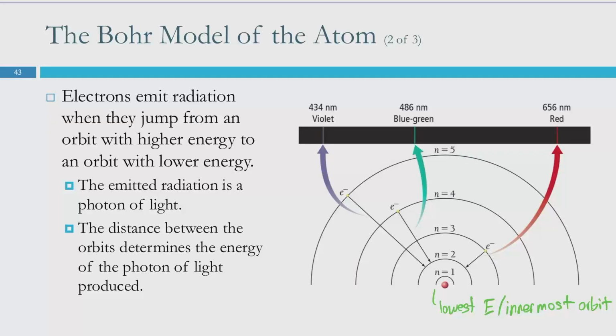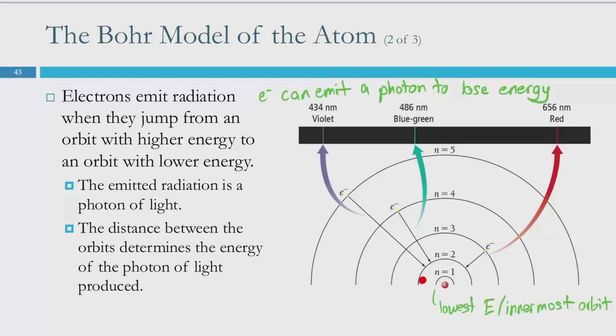And the electrons can emit radiation when they jump from a higher energy orbit to a lower energy orbit. To go from a higher energy orbit to a lower energy orbit, they're going from high energy to low energy. To do that, they need to lose energy. And the way that electrons can lose energy is by emitting a photon. So they can emit some light as they do that to lose energy. So an electron can emit a packet of light, a photon, to lose energy.